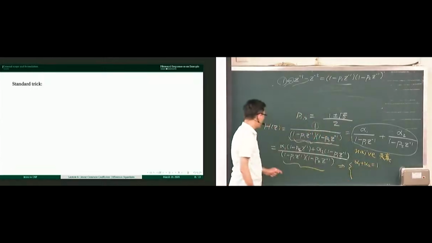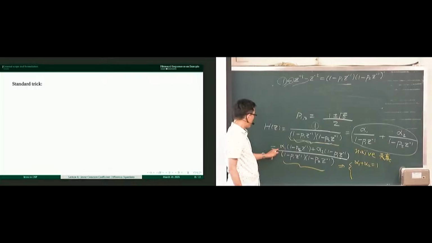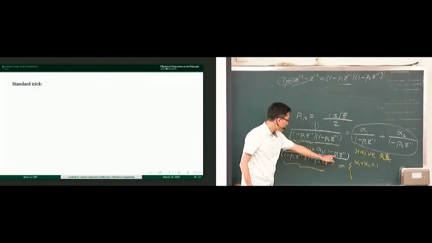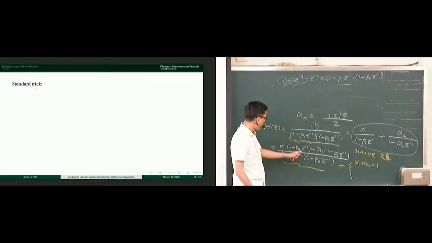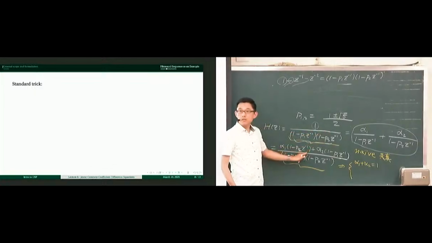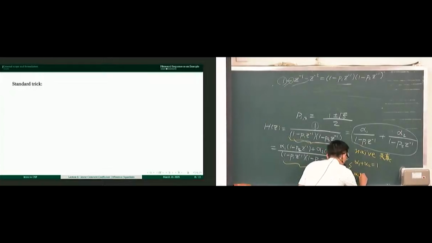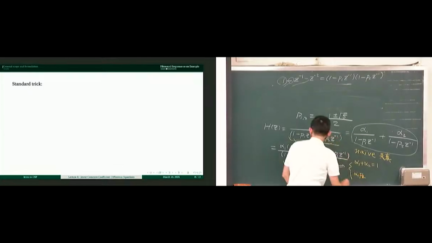And secondly, alpha 1 times minus P2 plus alpha 2 times minus P1 must be equal to what? To 0, because on top right here, we don't have the Z inverse term. We don't have the Z inverse term, okay? So alpha 1, P1, no, P2. Is it P2? P2, right? Yeah. Plus alpha 2, P1 must be 0. So that's a naive way.